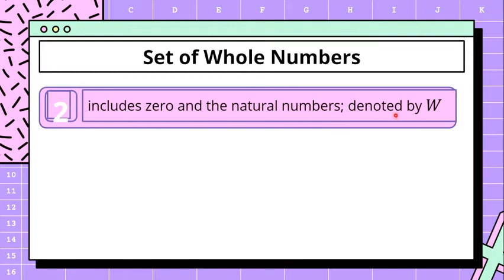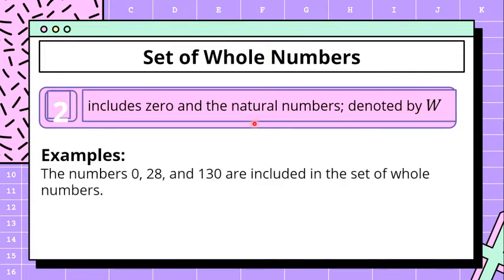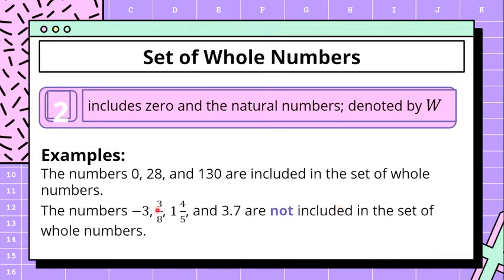It is denoted by the capital W. Here are the following examples. So it includes 0. So from 0 and the natural numbers or the counting numbers, we have the numbers 28 and 130 are also in the set of whole numbers. However, the number -3, as you can see, it's negative. This is not a natural number, therefore it's not included in the set of whole numbers.